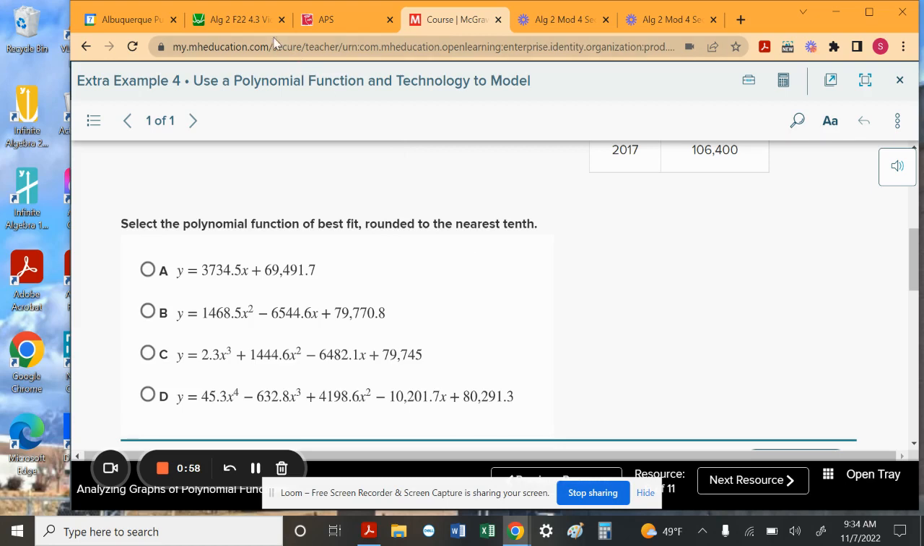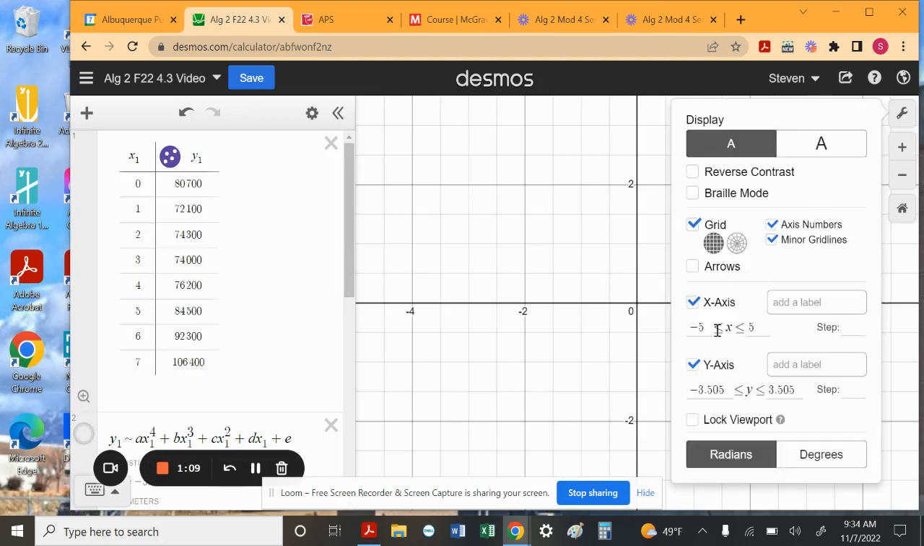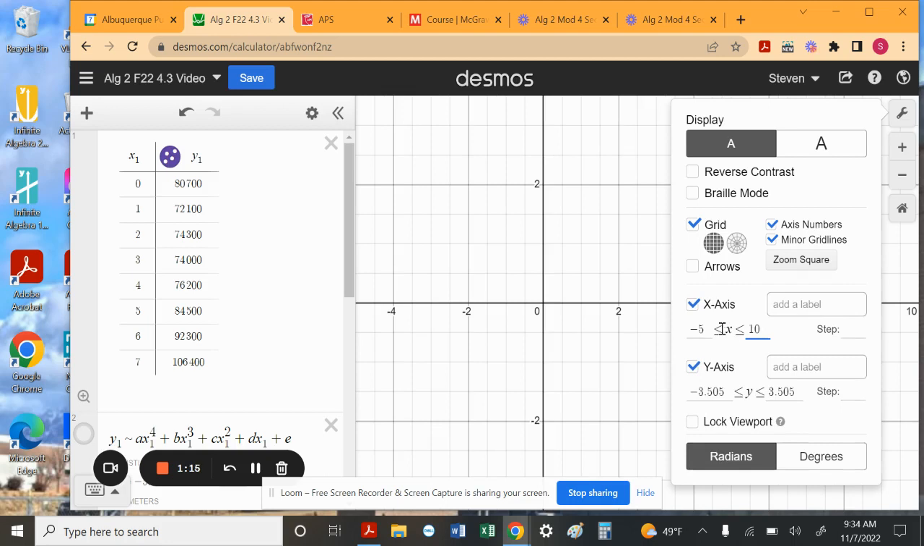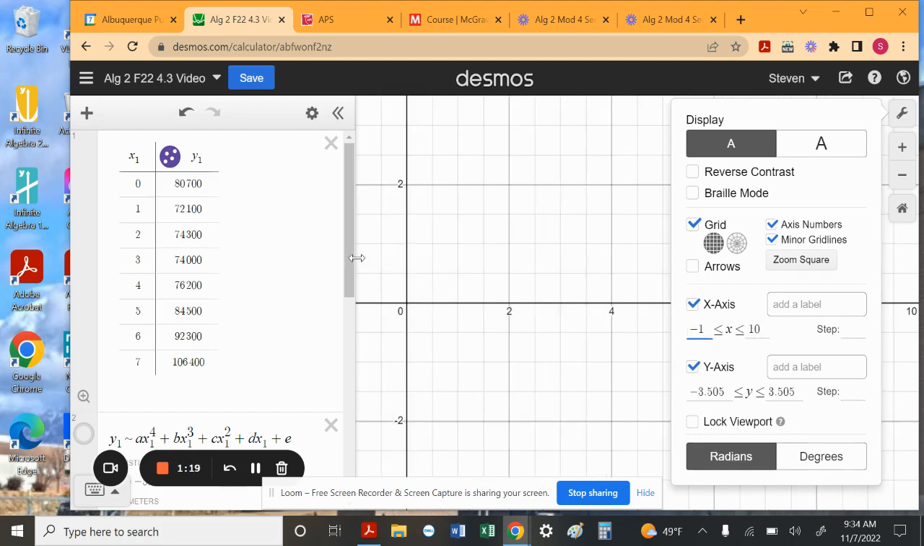So what I did is I plugged in all of the values there so we can see all of the values there. I'm going to go ahead and change my axes so that we can see it, right? Notice on the x-axis, I still wanted to go between probably, let's say, negative 1 and 10, because notice I started mine off at 0 instead of the 2000s.